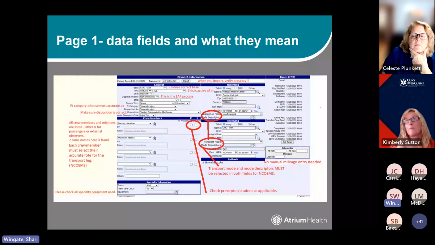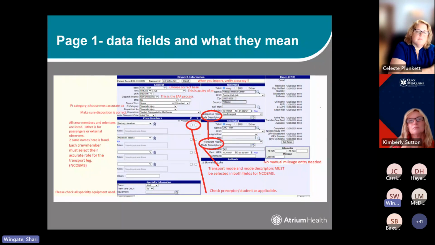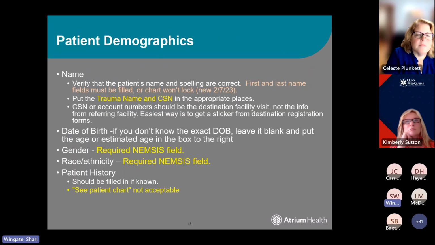But I can't tell you, I don't know if they moved the location of some stuff, but I am seeing it more and more. It can be an emergent response without lights and sirens. You're just not letting moss grow under your feet. You're moving, but if you put emergent traffic, you must click lights and sirens. Transport mode, that's for both of them, to and from this facility. I'm going with that one. Patient demographics. We're seeing a lot of increased trauma names, which is fine.